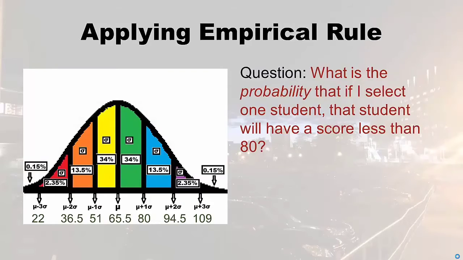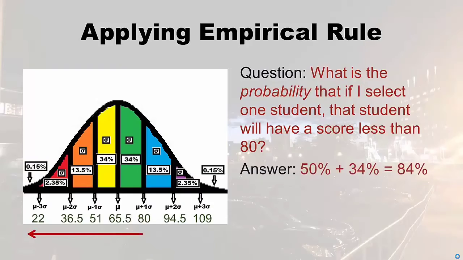So either I'm going to say what percent of the data are below the score of 80, or what is the probability that if I select one student, that student will have a score less than 80. That is actually the same question. The answer, using that 50% trick, is 50%, which is the whole bottom half of that curve, plus 34%, which gets up to 84%. So the probability that a student selected will have a score less than 80 is 84%, the same as what percent of the data is below 80.